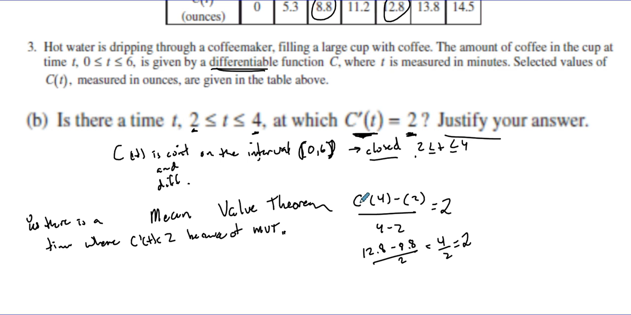And so when you're given something like this, and they ask you to justify, they're asking you, is there such a time? That's an existence theorem, and it's probably going to be the mean value theorem. How do we know it's the mean value theorem? Because the derivative equals a value, and so we find the average slope equals the instantaneous slope.